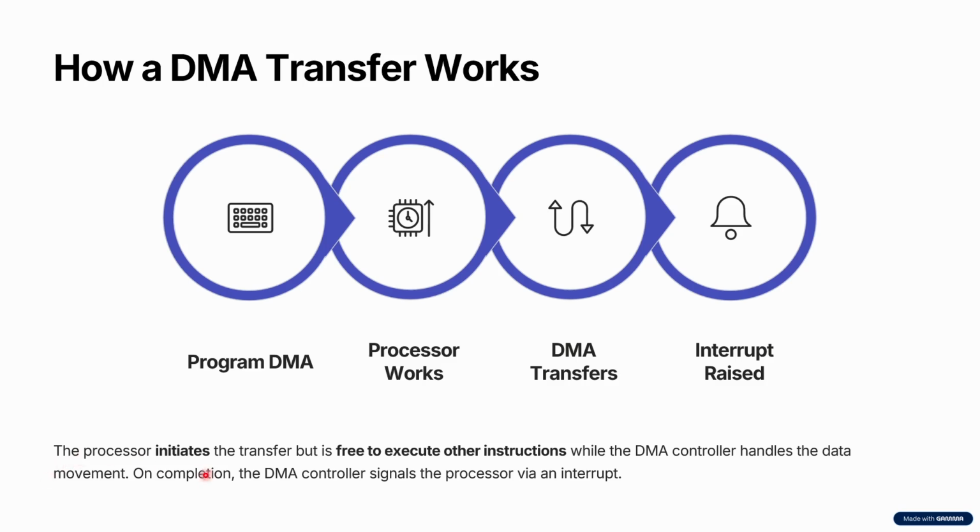The processor initiates the transfer, but it is free to execute other instructions while the DMA controller handles the data movement. On completion, the DMA controller signals the processor via an interrupt. So the processor initiates the transfer and is free to execute other instructions, but the DMA controller handles the data movement.